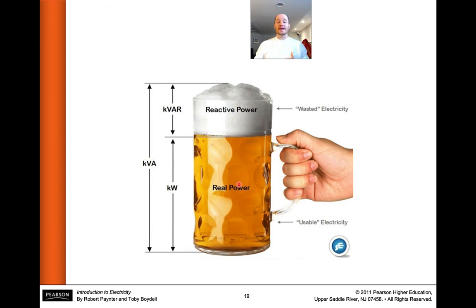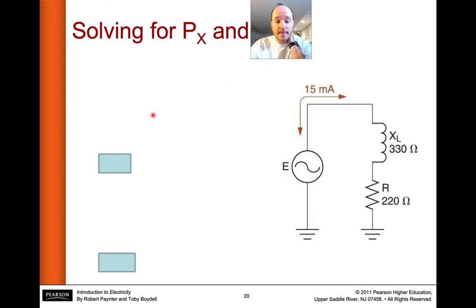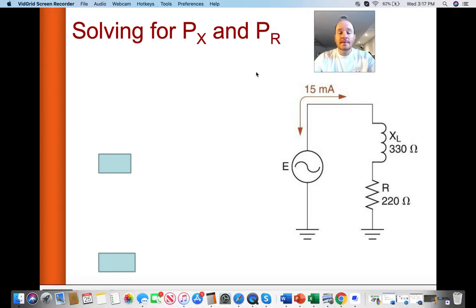So if you look at a factory or something, this would be the factory, this would be the wasted energy, and this kVA is what they're going to be paying for. Okay, so let's go ahead now and solve for PX and PR.